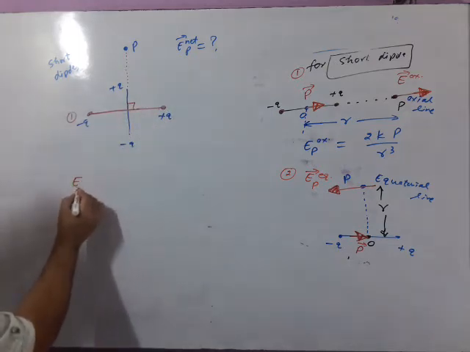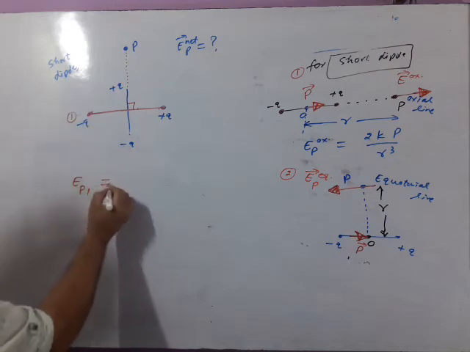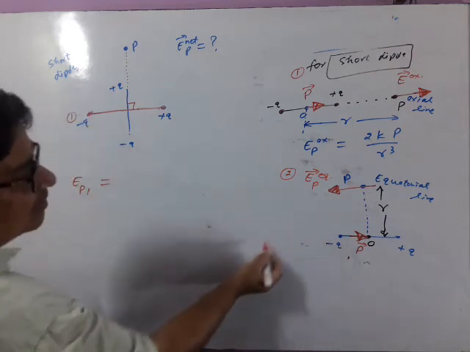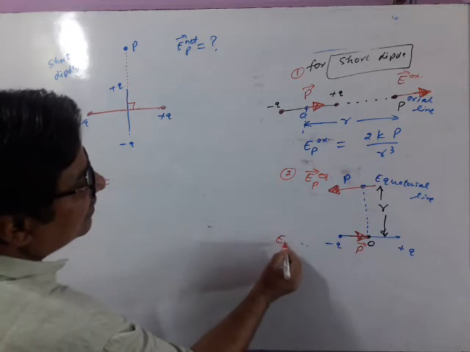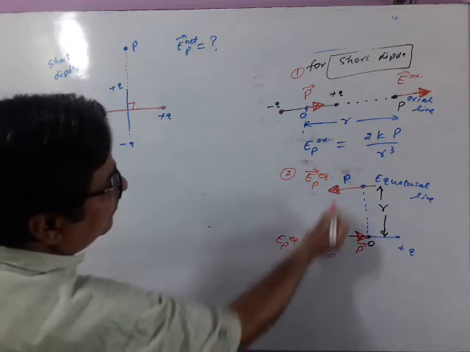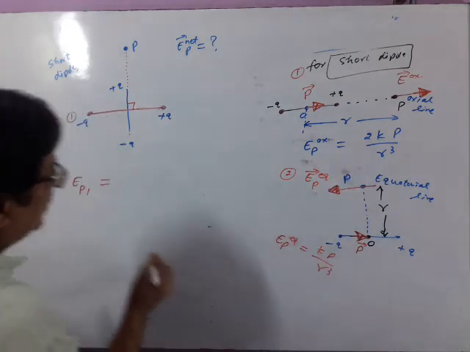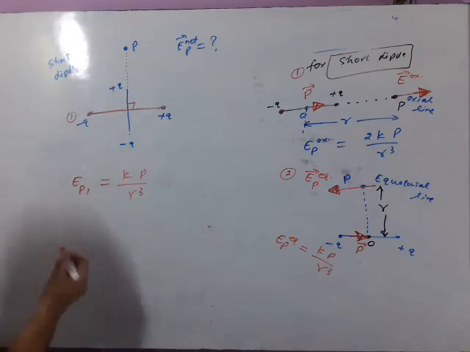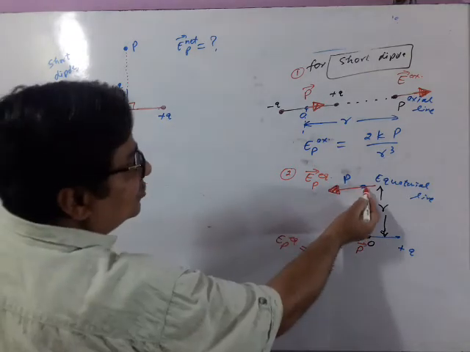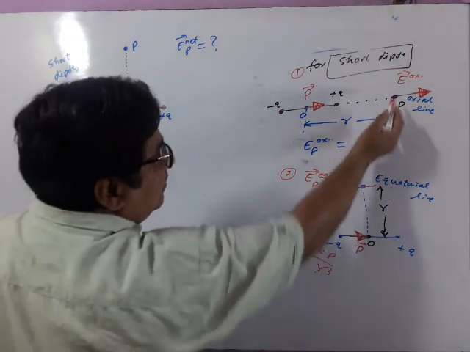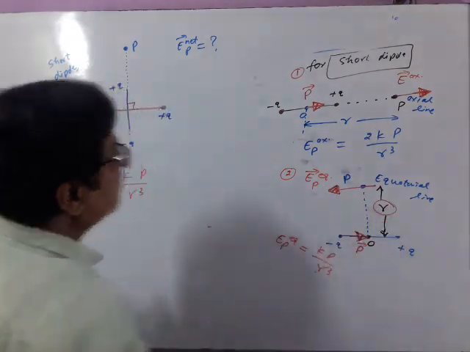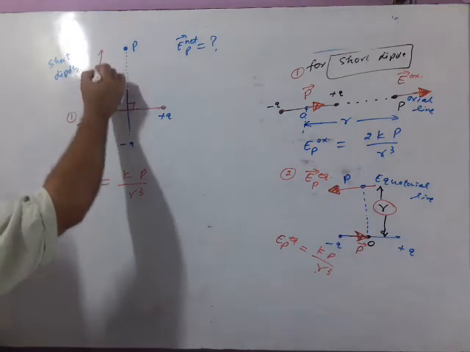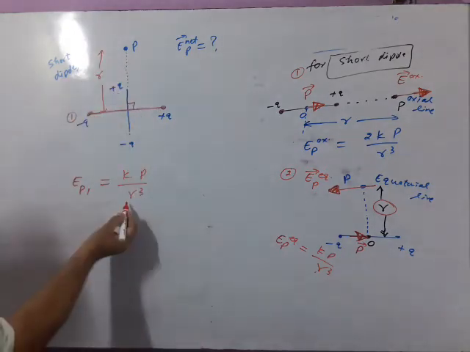So the electric field at P because of the first dipole should follow the equatorial formula, that is EP equatorial equals Kp by Rq. Now the point is this R. R is the distance of the equatorial point or axial point from the center of the dipole. So this should be R. Then you can apply this.